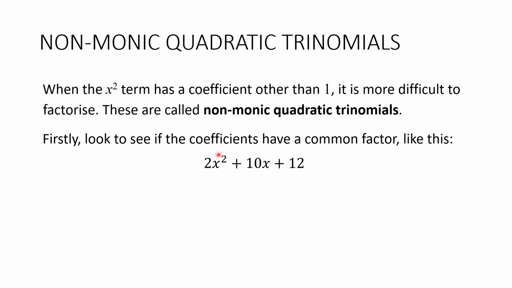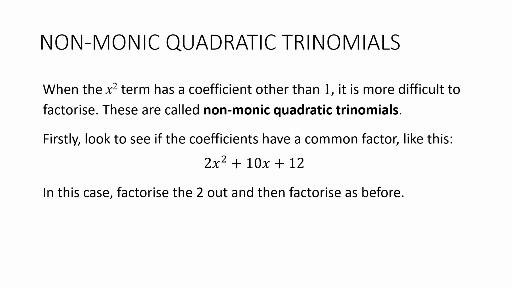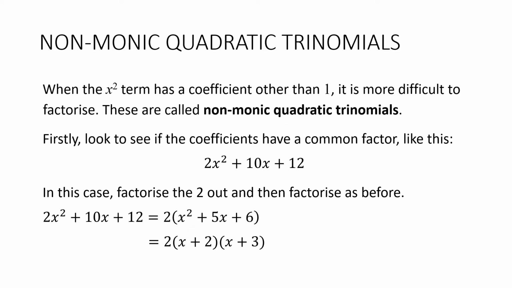So here you can see this is non-monic because we've got 2x squared, not 1x squared. But 2 goes into every single one of these terms. So I can actually factorize the 2 out like this, and then factorize like we did before.